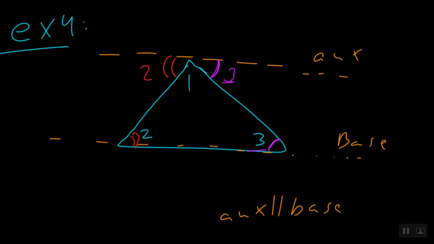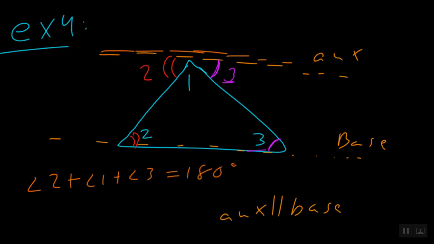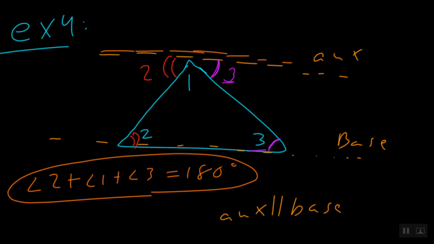And now we notice something. We notice that our auxiliary line is a straight line, which means that angle 2 plus angle 1 plus angle 3 all have to add up to be 180 degrees. Alright? And that is probably the first simple math theorem that you've ever learned.